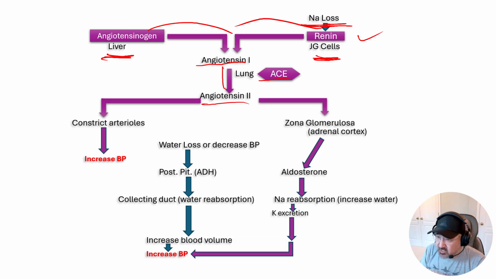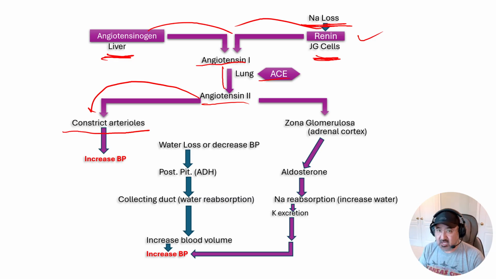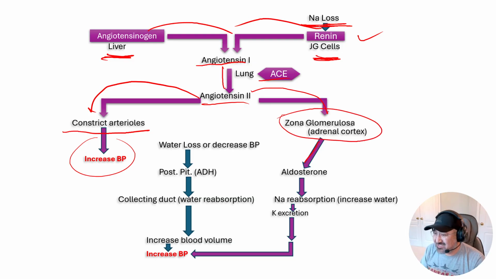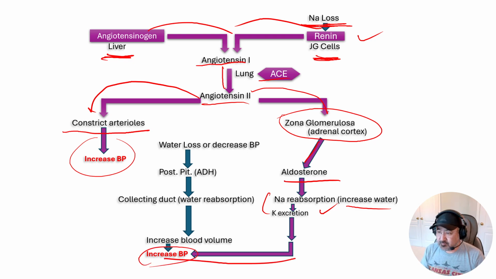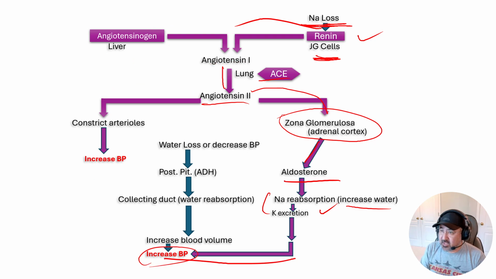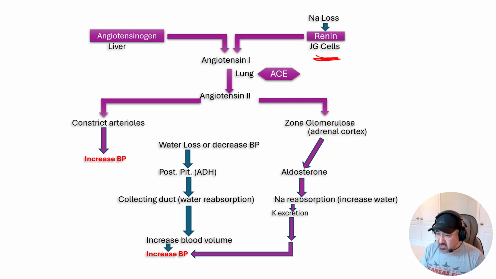Angiotensin 2 is the most powerful vasoconstrictor known to humankind, constricting the arterioles, mechanically raising your blood pressure. Angiotensin 2 goes to the zona glomerulosa, the adrenal cortex, to get aldosterone to then go back to the kidney, to the distal convoluted tubule to reabsorb sodium, excrete potassium, increasing blood volume, increasing blood pressure. There's another mechanism going on as well. So, with water loss, you're going to have decreased blood pressure. The posterior pituitary will be activated where antidiuretic hormone goes to the collecting ducts to reabsorb water to also increase blood volume and increase blood pressure, but it also dilutes out the sodium.